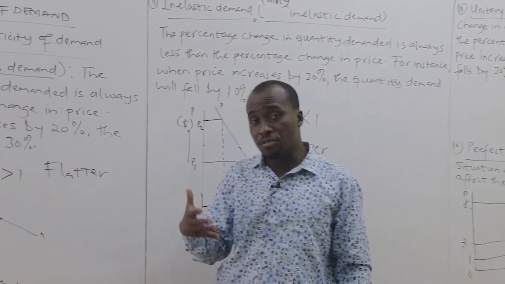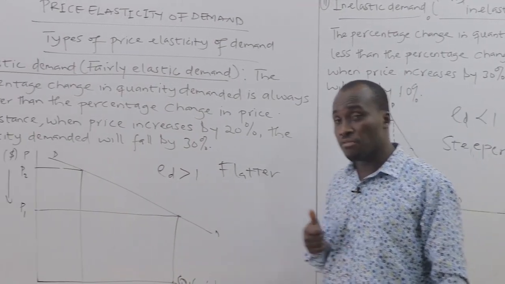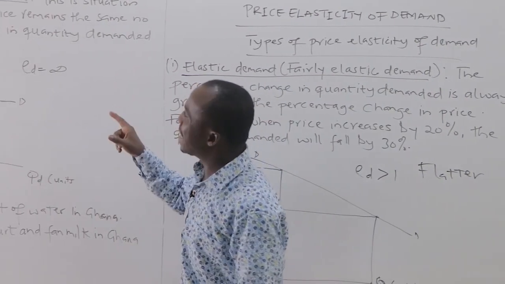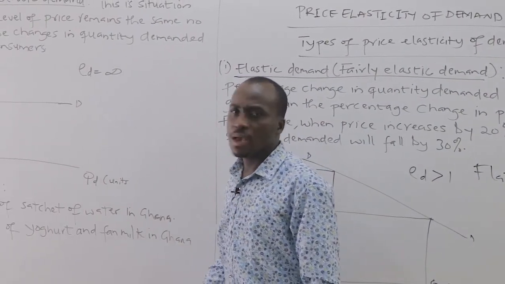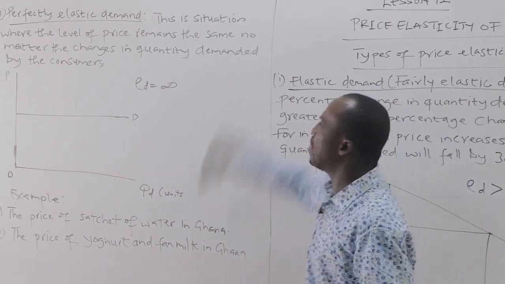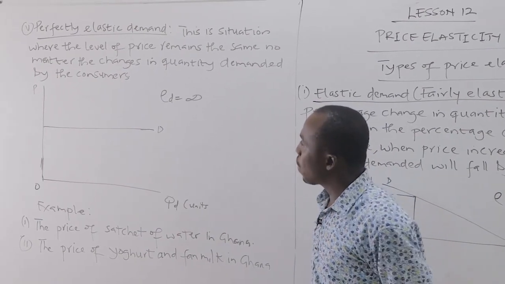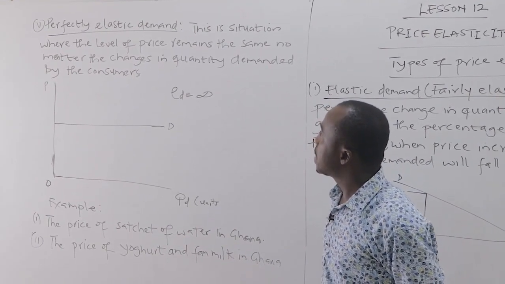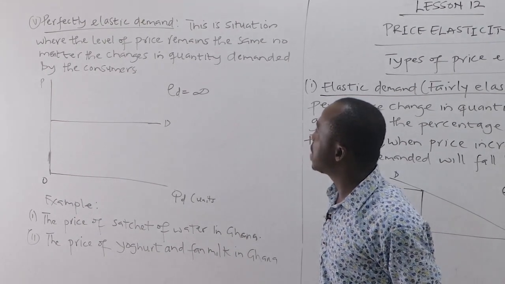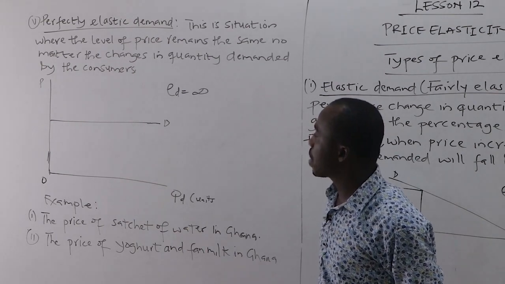Let's look at the fifth type of elasticity, then we go on with our lecture. The fifth one talks about perfectly elastic demand. Not elastic demand or fairly elastic demand, but perfectly elastic demand. Don't confuse the two. What is perfectly elastic demand? It is a situation where the level of price remains the same no matter the change in quantity demanded by consumers.